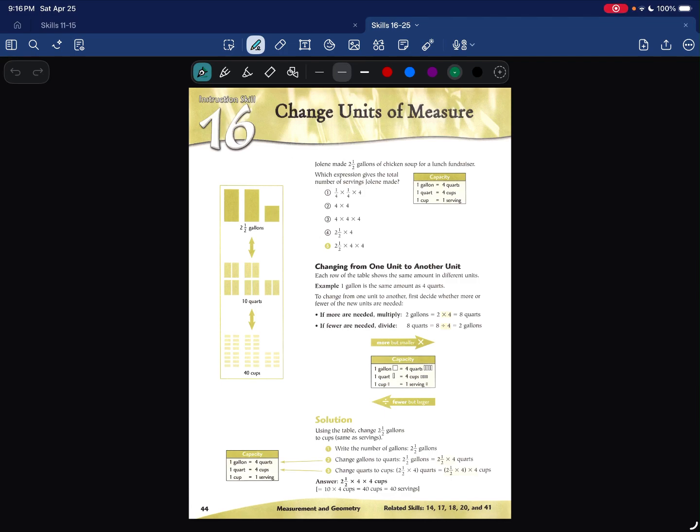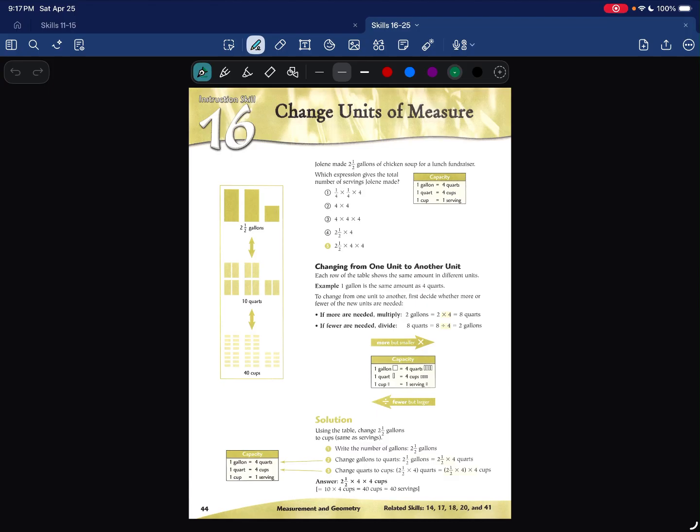Instruction Skills 16 is dealing with changing units of measure. And I'm not sure if we are just using standard units of measure or all of them. Before I get started, I want to look at that. So I'm looking in the textbook just to see what we're dealing with. Actually, it looks like we're doing all of them. So that will help me.